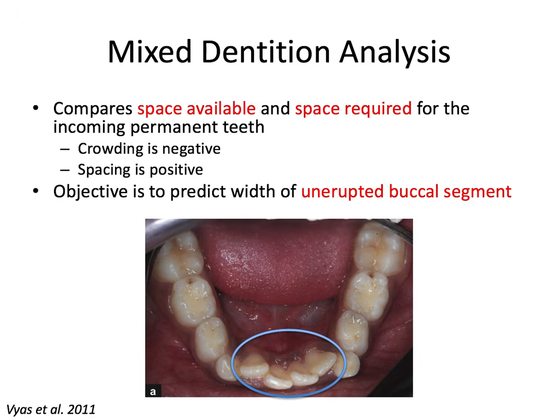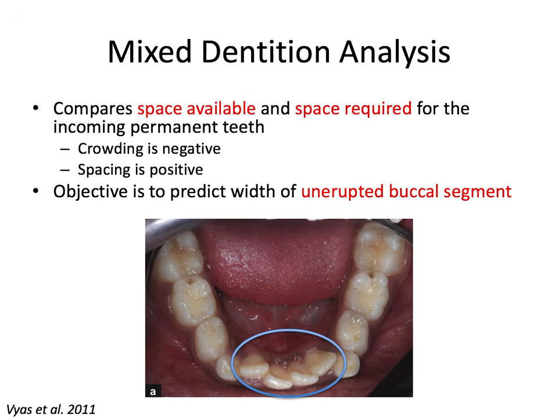So we can do something called a mixed dentition space analysis in these mixed dentition patients. And it compares the amount of space available and the space required for the incoming permanent teeth. So how you do this is the amount of space you have available minus the amount of space required for the permanent teeth. And that will predict how much either crowding or spacing you will end up with. Crowding is represented as a negative number, spacing as a positive number.